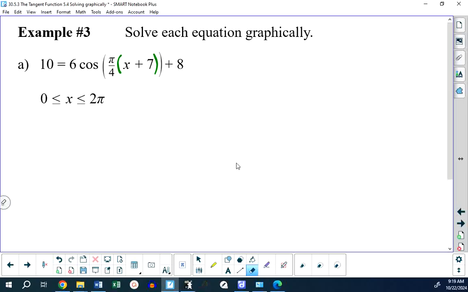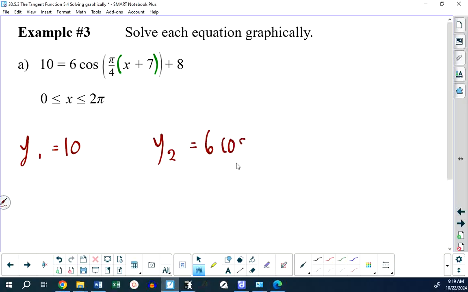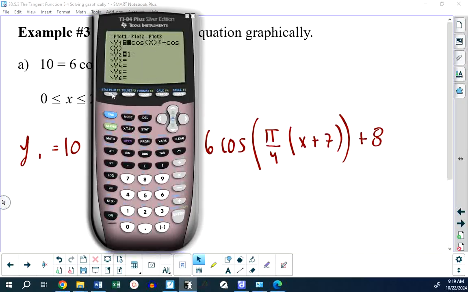So we're going to solve this graphically, and this is a very important skill for tomorrow. So I'm going to put in for y1, 10, and for y2, I'm going to put in 6 cos pi over 4 bracket x plus 7, plus 8. So we put 10 in for y1, 6 cos pi over 4 bracket x plus 7 bracket plus 8.